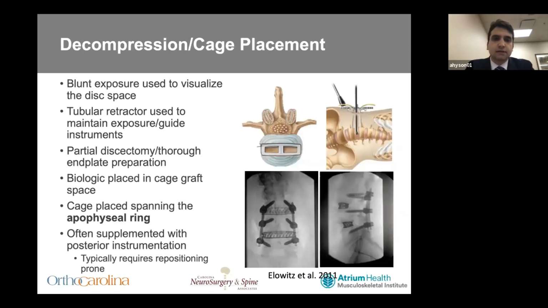Decompression and cage placement, the final steps of this procedure. Blunt exposure is used to visualize the disc space. A self-retaining tubular retractor is used to maintain your position and allow for passage of instruments. A thorough disc preparation is performed.